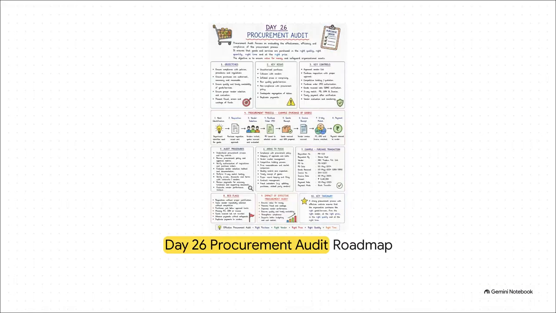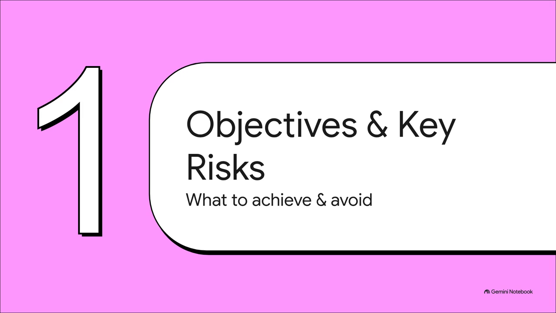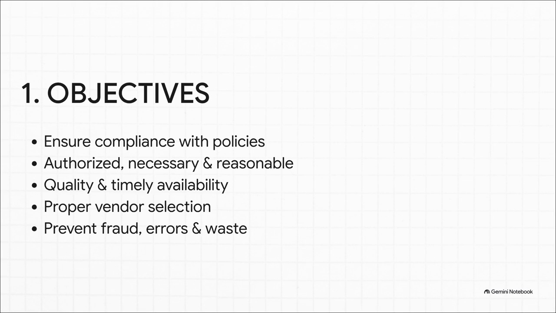This overview right here is our master blueprint for the explainer, and we are going to extract the essential, real-world takeaways from every single phase you see. Let's kick things off with Section 1, Objectives and Key Risks. As an auditor, your goals are strictly defined. You are there to ensure compliance and to verify that every purchase is authorized, necessary, and actually reasonable. You're also making sure goods are high quality and available on time, and that vendors are properly selected. Ultimately, your main objective is preventing fraud and waste.